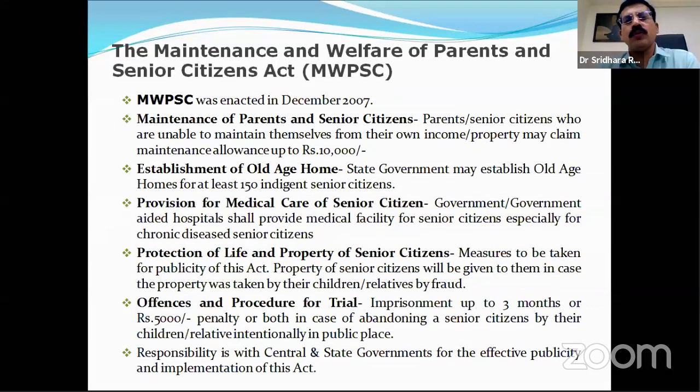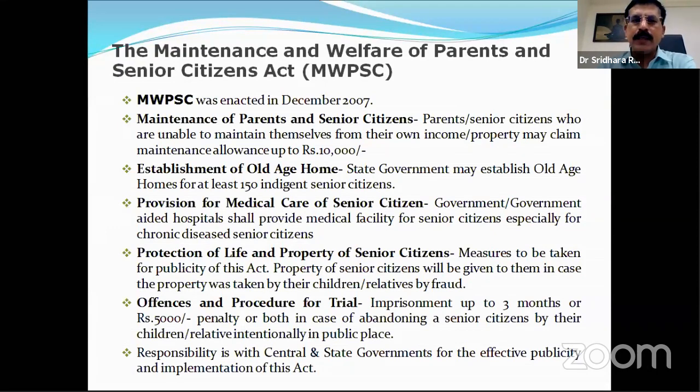Next, the Maintenance and Welfare of Parents and Senior Citizens Act. The new amendment is coming, and Parliament may approve it. We have changed some things a little bit. This is very strong for senior citizens. I request all the MSW students, especially those interested in working in the senior citizens field, please go through all our schemes, programs, and especially this Maintenance Act.